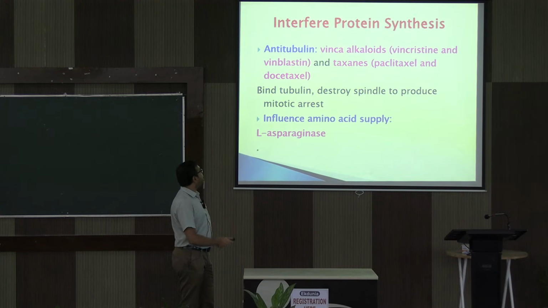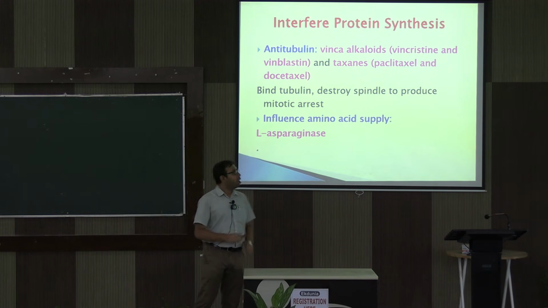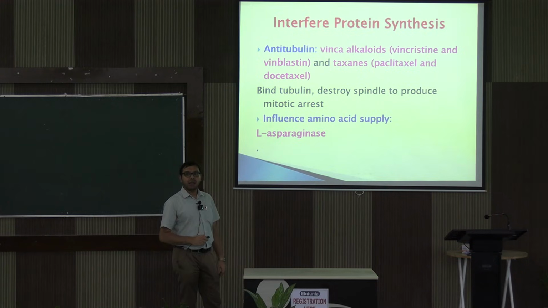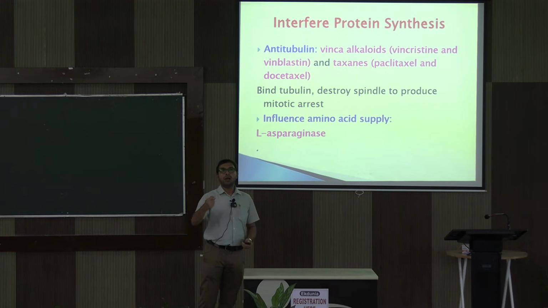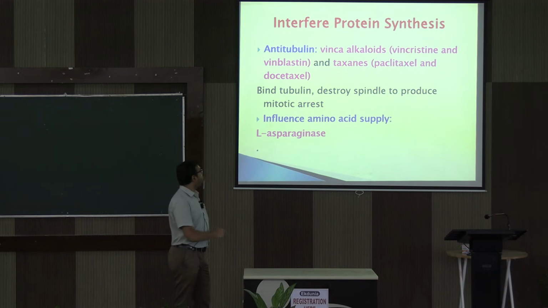Okay. There are some drugs that interfere with protein synthesis, like vinca alkaloids. Already we have seen vinca alkaloids like vincristine and vinblastine, and taxanes, paclitaxel and docetaxel. We have seen that these mainly act on the synthetic as well as the G2 phase. They are mainly anti-tubulin, acting on the tubulin protein. They bind tubulin and destroy the spindle to produce mitotic arrest.